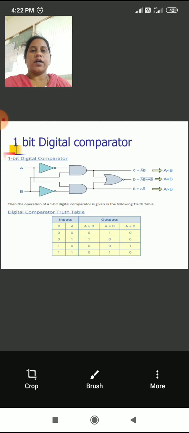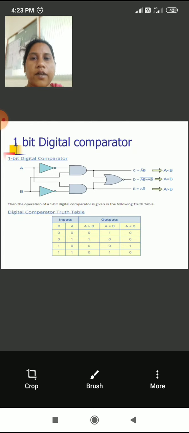And the XOR gate is nothing but the exclusive OR gate. It is also a two input gate, and this is how it appears in the diagram. Here we will see the XOR gate. It is simply an OR gate, and at the output side there is a bubble which indicates the exclusive OR operation.